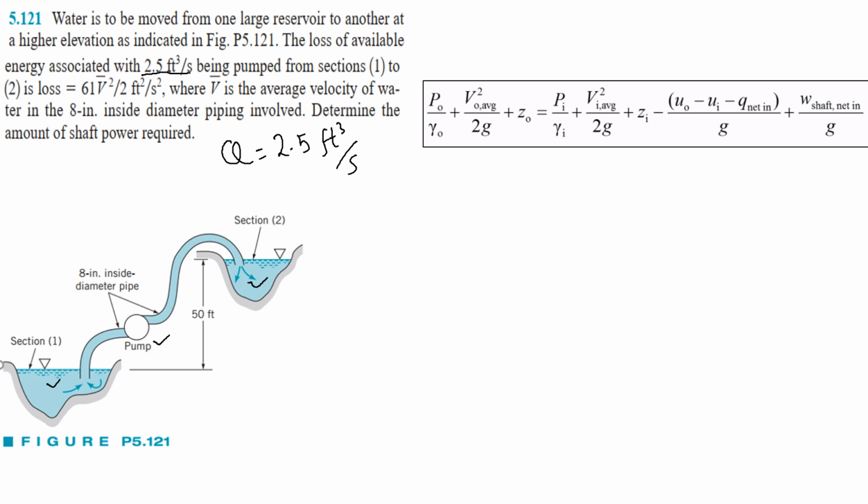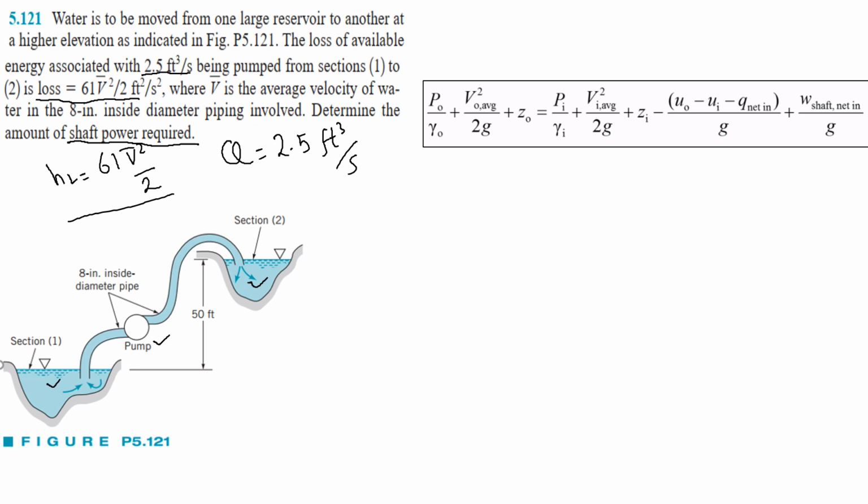Being pumped from section 1 to section 2, the loss is 61 V square divided by 2. So the friction loss they are talking about, HL, is equal to 61 V square divided by 2. This is the term for the loss due to friction, where V is the average velocity of water in the 8 inch inside diameter pipe involved. Determine the amount of shaft power required. So what we need to do is find the shaft power, the power of the pump that is required to pump this water from section 1 to section 2.